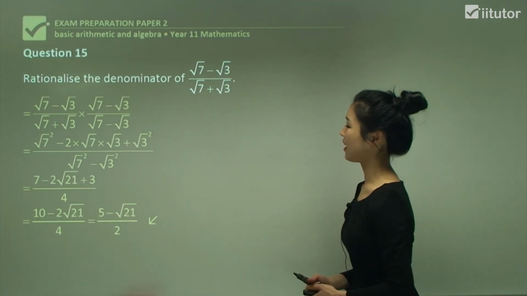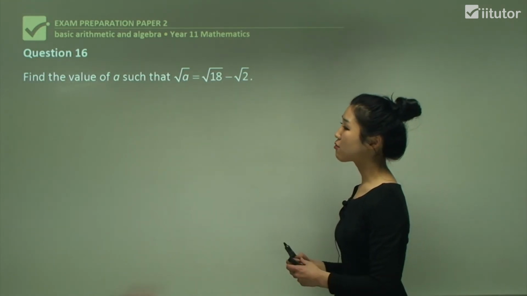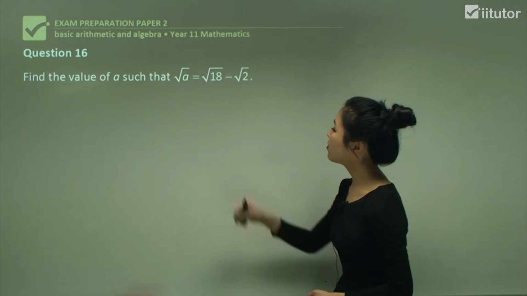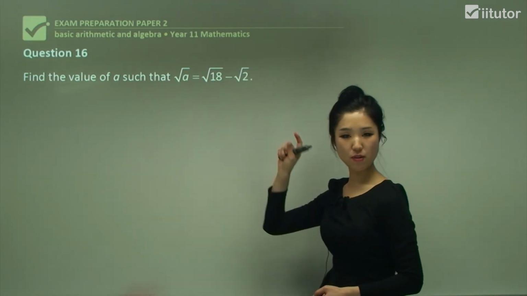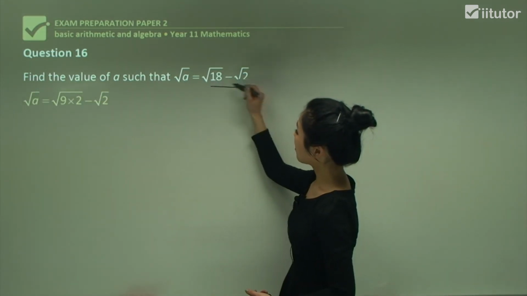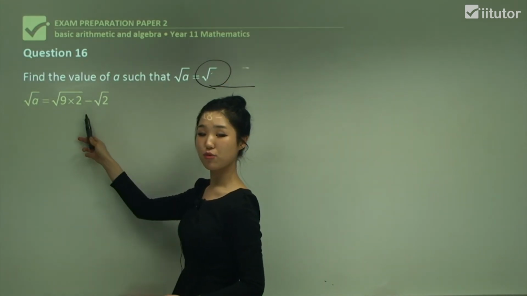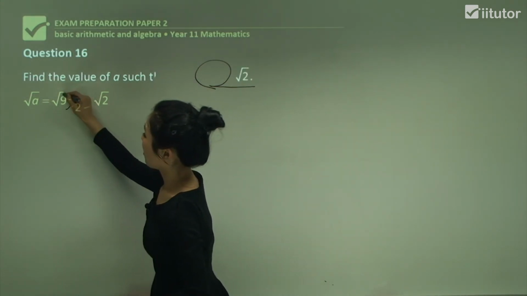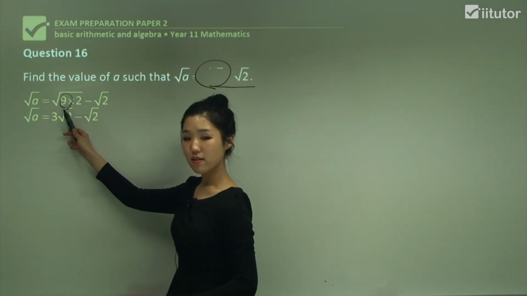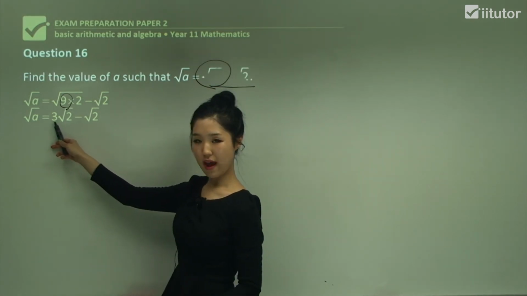Okay, so that was question 15. 16. Find the value of a such that root a is root 18 minus root 2. Okay, well, we might as well just simplify this expression there. So root a is going to be this one, but you see that root 18 is the same as 9 times 2. 18 is 9 times 2, isn't it? And I know that 9 is a square number. Because 9 is 3 squared, I know that the square root of 9 is going to be simply 3. Okay, so that's why I took the 3 out there.